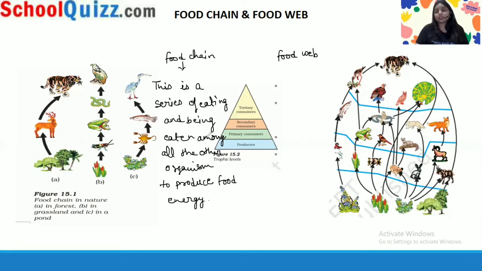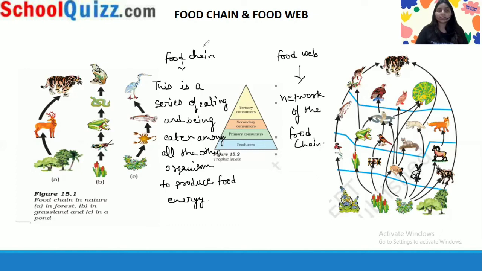So what is the energy flow in the food chain or the food web? We will see in our later class, or the later slide. And we will also see the trophic level. And next is food web. This definition is very simple, like the network of the food chain. So I hope this is clear.